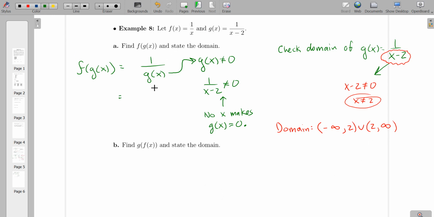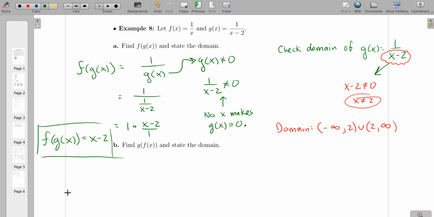And then just to finish up here, let's replace g of x with 1 over x minus 2, which is equal to 1 times the flip of this fraction. So we can see that f of g of x is just simply equal to x minus 2. So here's another case where if you were just looking at the simplified version at face value, you might think, oh, there's no domain restrictions. However, because we know we have to check the inside function and make sure we're not dividing by 0 there, we learned that, oh, we can't actually let x be equal to 2.